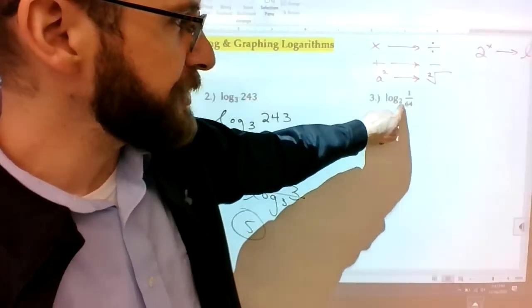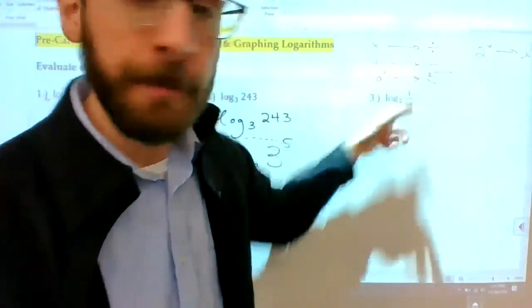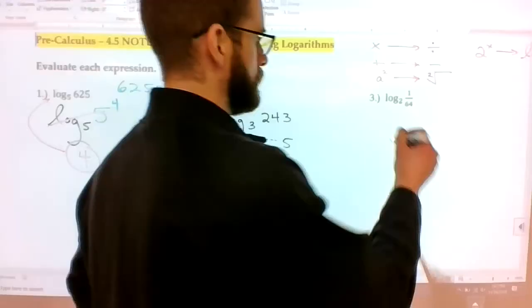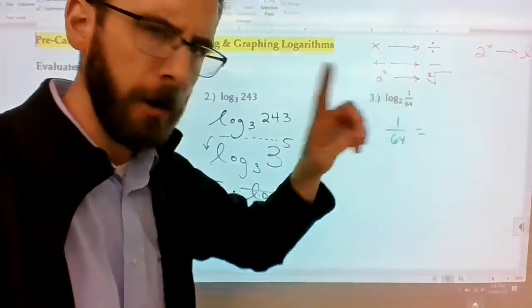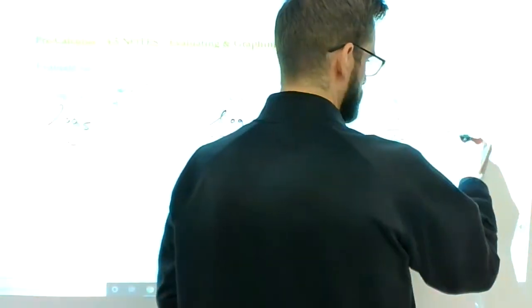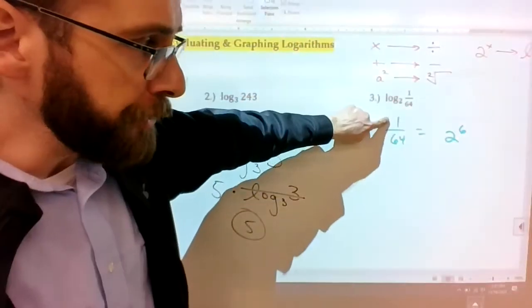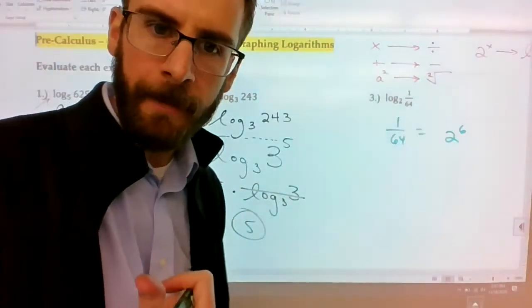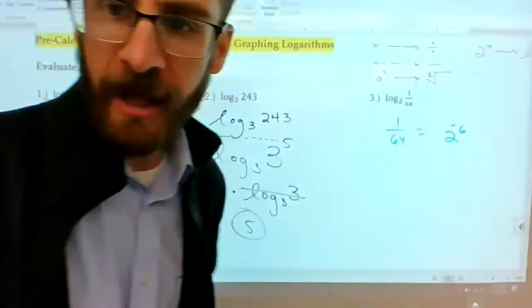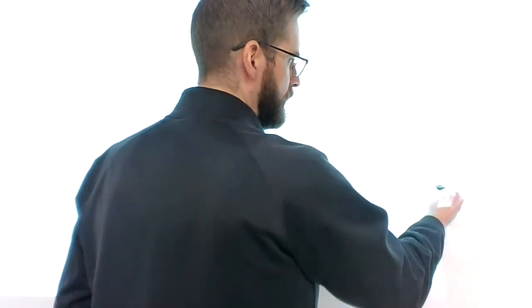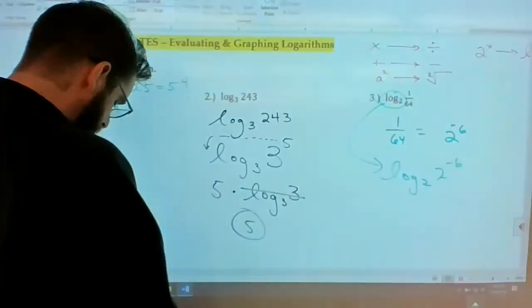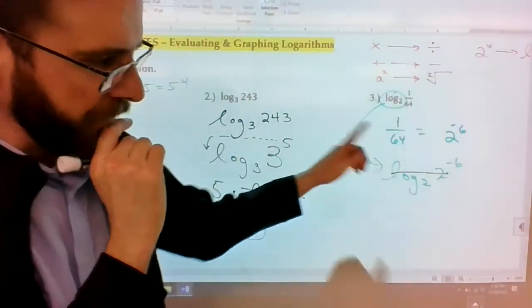You're trying to match the base 2 here with a power that can be written as base 2. So think about it. 1/64. Well, 64 is 2 to the 5th power. No, 2 to the 6th power. And if it's under 1, you just give it a negative exponent, and that makes it a legit value. Okay. So log base 2 of 2 to the negative 6, those parts are going to cancel each other out, and you're left with negative 6.